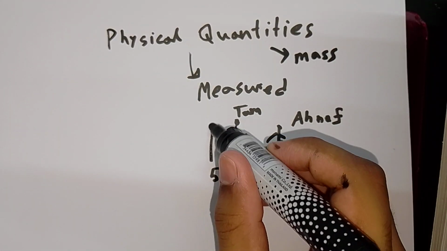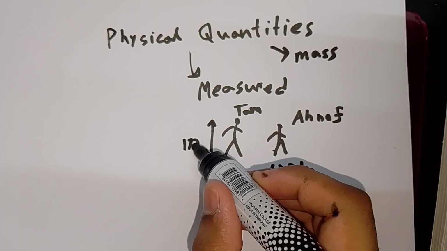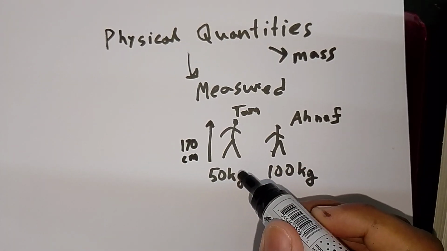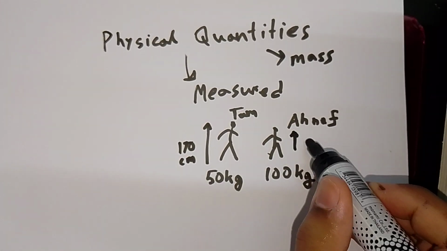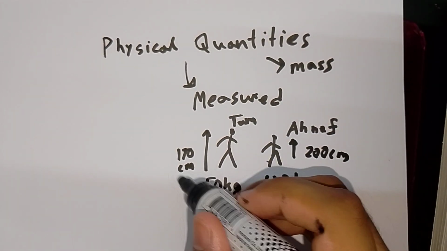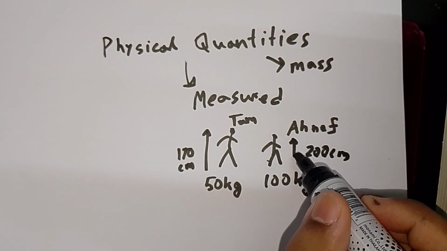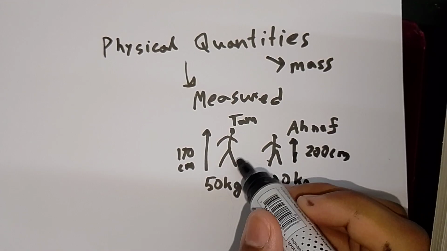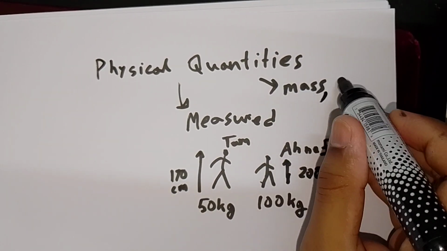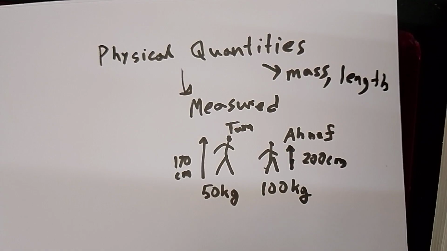Similarly, we could measure their heights. For example, let's say this guy is 170 centimeters tall, while this guy is 200 centimeters tall. We would say that we measured their height, or you could say this is length here. So length over here is also a physical quantity.